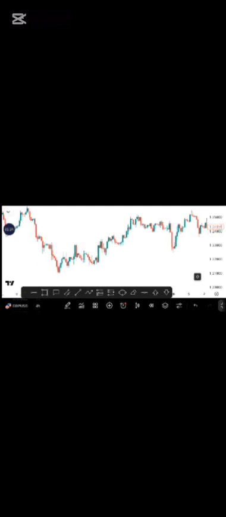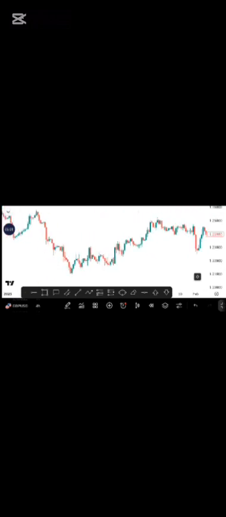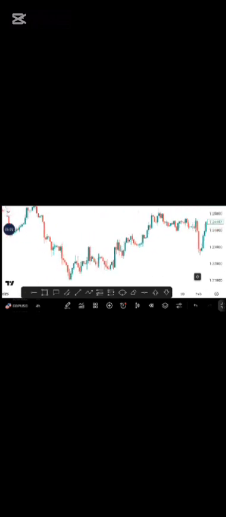So let me give another example. This one is a tricky one. You can see around here the market created this low, pulled back, tried to create a low but created a high. So we're having a high here. The market pulled back around there.